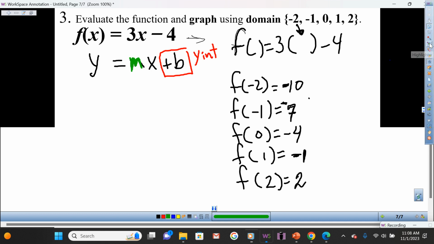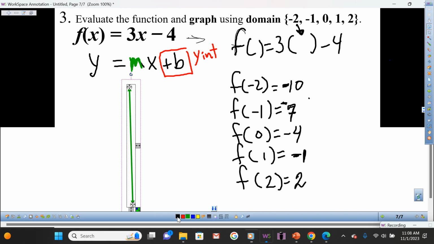So therefore, let me get my axes going. Let's go. Whoa. Sorry, hold on, let me change colors. Bam, technology, let's go. Technology. I like that.